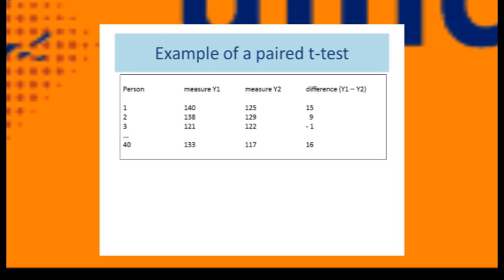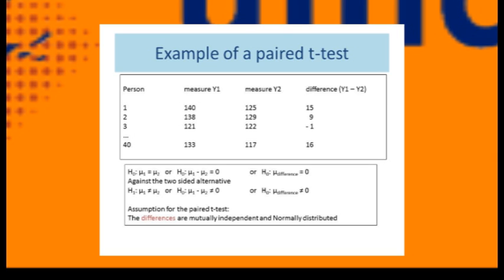We expect that the intervention will have an effect on the systolic blood pressure. The null hypothesis states that there is no effect: μ1 equals μ2. Or, equivalently, the difference between the means is 0. This is also equivalent to the null hypothesis that the mean of the individual differences equals 0. We will test this null hypothesis against the two-sided alternative. If the individual differences have a normal distribution, we can perform a paired t-test. This paired t-test, in fact, is the one-sample t-test applied to the individual differences.